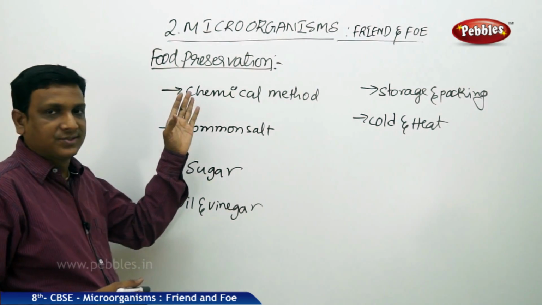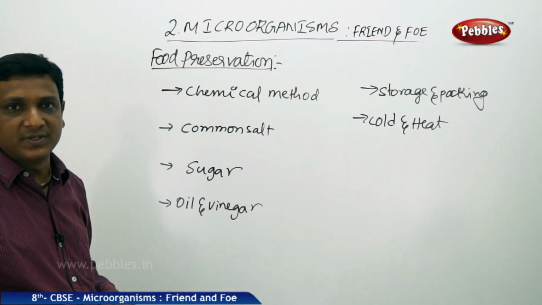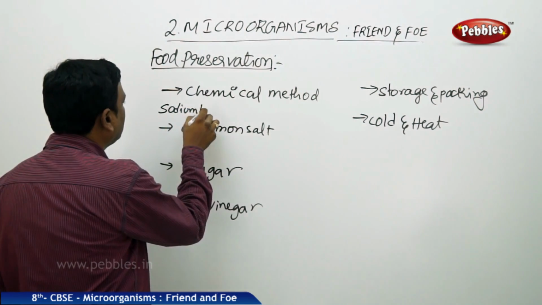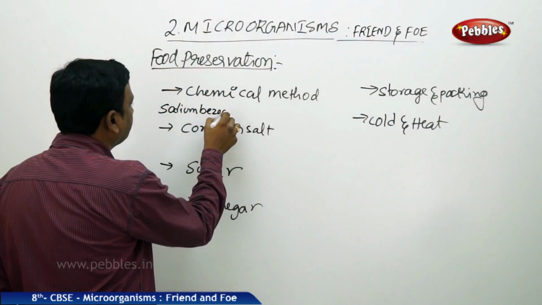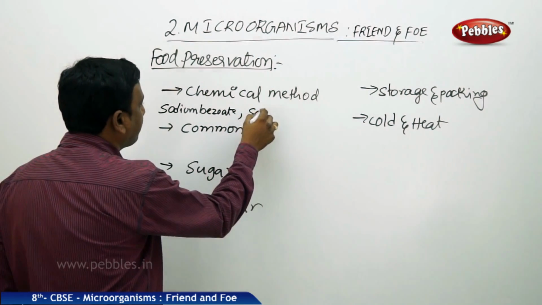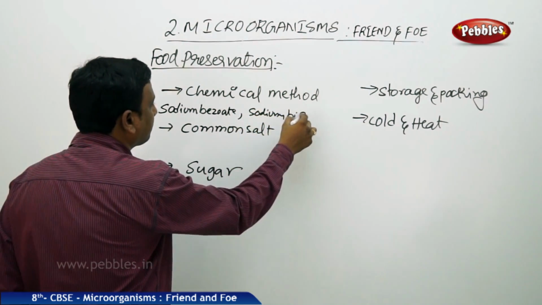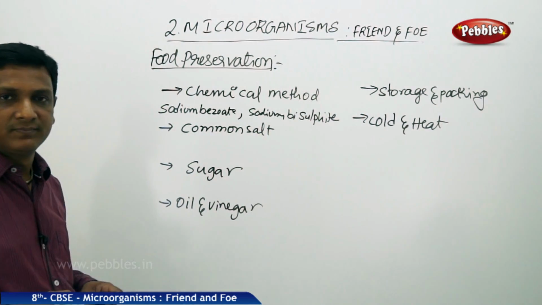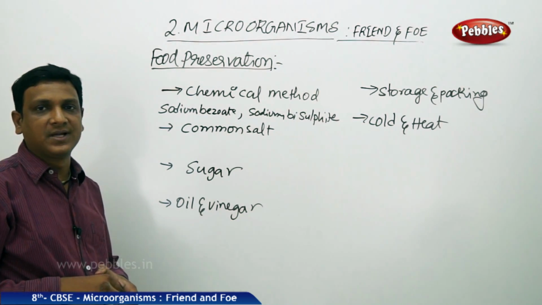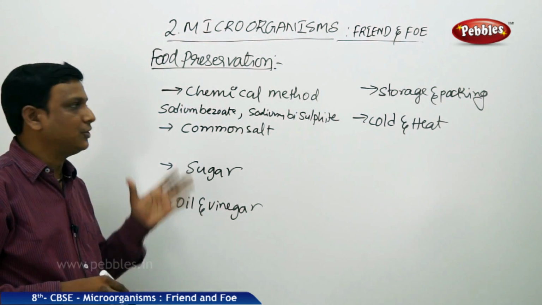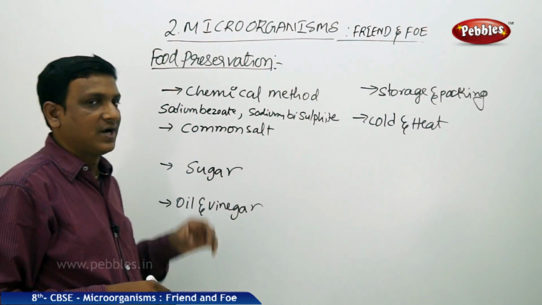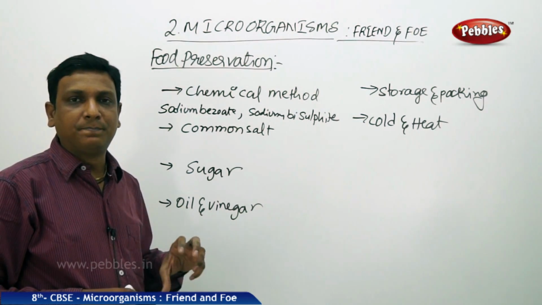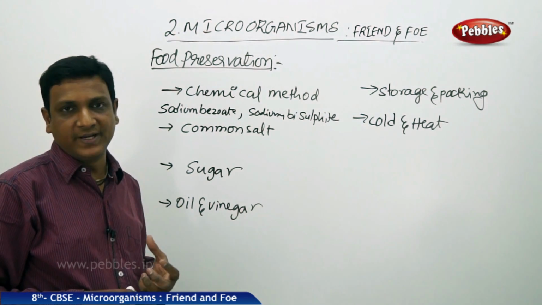Apart from salt or sugar, certain chemicals are used to preserve the food, especially sodium benzoate, sodium bisulfite. They are the chemicals which are used to preserve food items like jams and squashes. Of course, there are so many different kinds of chemicals. Preservatives are used to preserve pre-processed food items or semi-cooked food items.